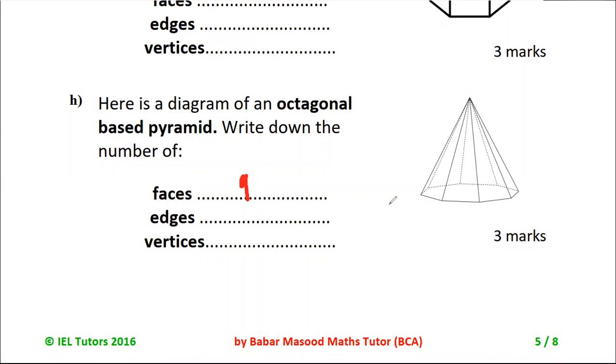How many edges does it have? 8 in the bottom and 8 connecting them to this point here. So 8 add 8 will be 16. And how many vertices does it have? I can see 1, 2, 3, 4, 5, 6, 7, 8, and the 9th one, so 9. So altogether, an octagonal base pyramid will have 9 faces, 16 edges, and 9 vertices.